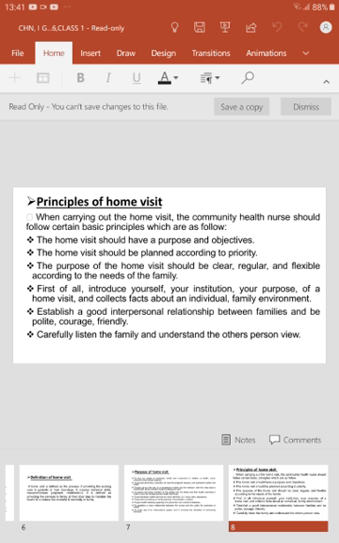The next one: the purpose of the home visit should be clear, regular and flexible according to the needs of the family. So once you know the purpose of the visit, it should be clear, regular, and flexible according to the needs of the family. Then first of all, introduce yourself once you are visiting a home. Okay, so you should introduce yourself.